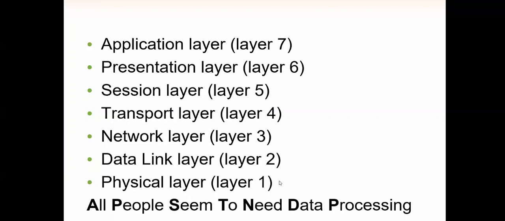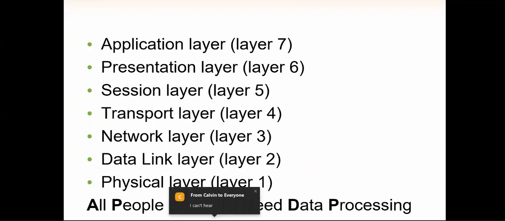So this is how the OSI reference model looks. We start the layers from the bottom. Physical layer, layer 1, layer 2, layer 3, layer 4, layer 5, layer 6, layer 7. But if you want to write it, we write application layer, presentation layer, session layer, transport layer, network layer, data link layer, physical layer. But the 1, 2, 3 start from the bottom.